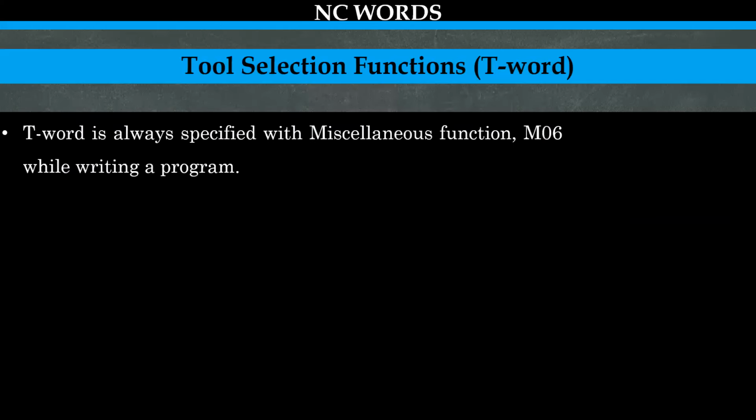This tool selection function or T word is always specified with the miscellaneous function M06 when it is written in the program, something like this. Here, N25 is the block number, M06 means change the tool, and the new tool to be put in the position is T01, which is located in position number 1 in the turret, and its offset value is stored in 02.